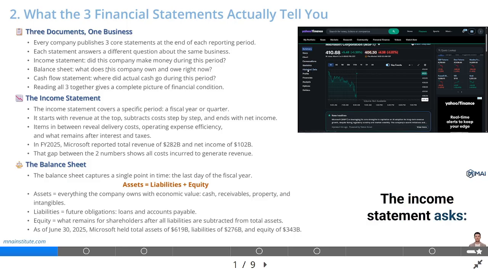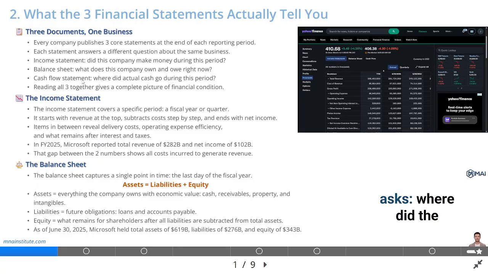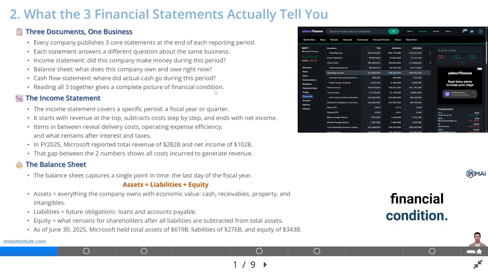The income statement asks, did this company make money during this period? The balance sheet asks, what does this company own and owe at this moment? The cash flow statement asks, where did the actual cash go during this period? Reading all three together gives you a complete picture of a company's financial condition.